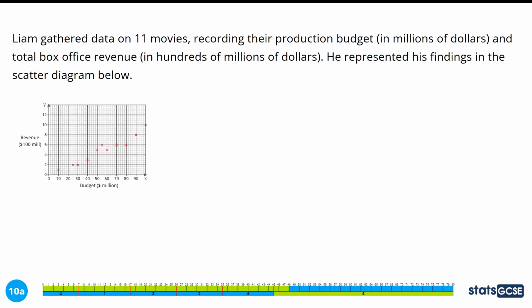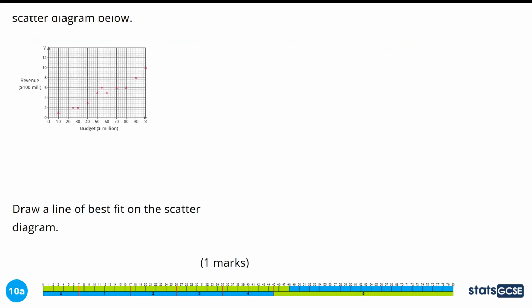Liam gathered data on 11 movies, recording their production budget in millions of dollars and total box office revenue in hundreds of millions of dollars. He represented his findings in the scatter diagram below. Draw a line of best fit on the scatter diagram.